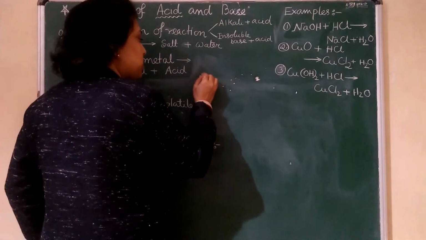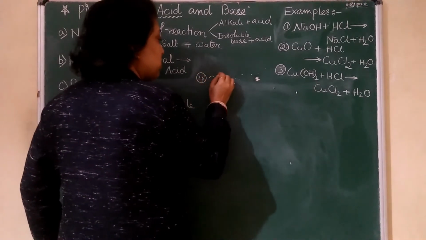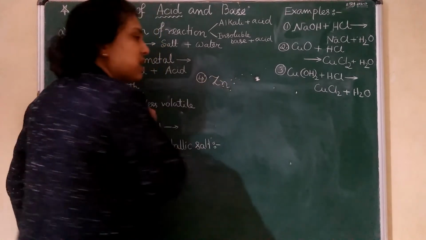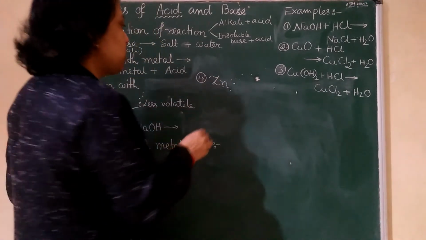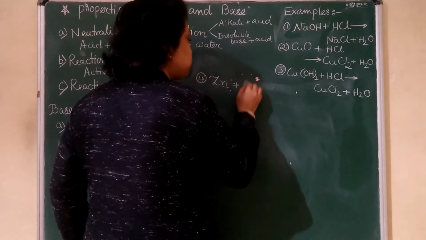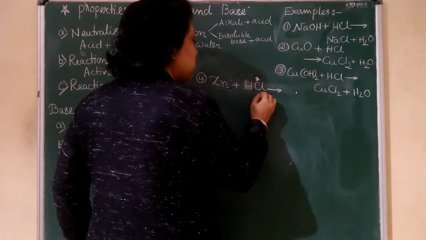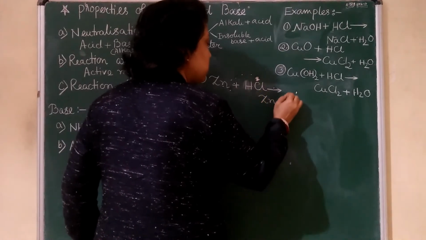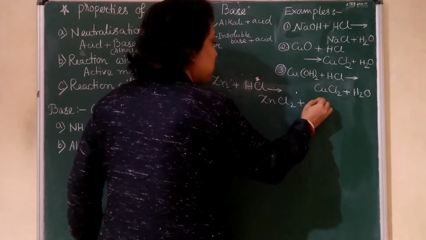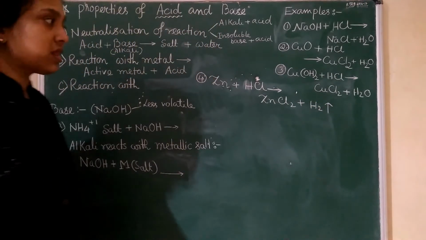Then next one is with active metal. So with active metal, if we take Zn or Fe, plus acid HCl, what will be the product? ZnCl2 plus liberation of hydrogen gas.